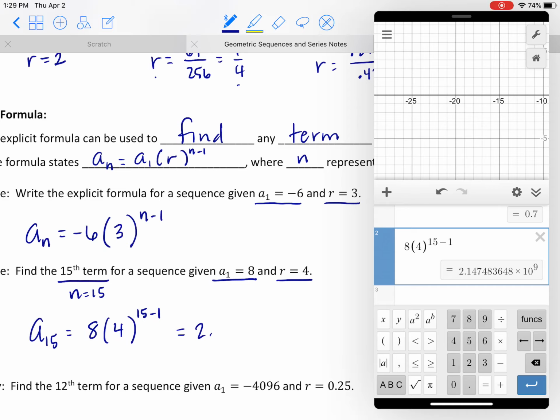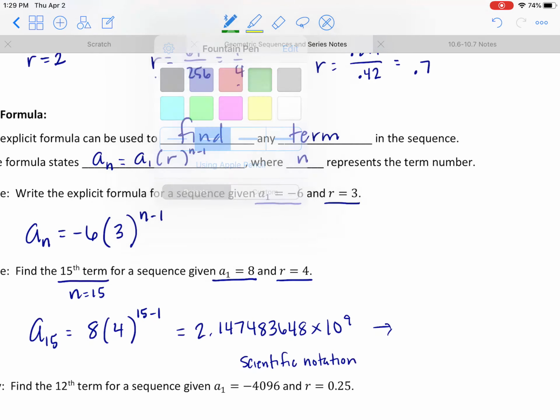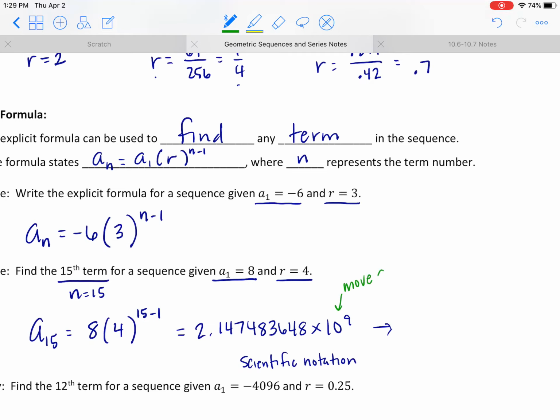If your calculator does this, or if Desmos does this, this is scientific notation. So 2.147483648 times 10 to the 9th power is scientific notation. It would be okay to leave your answer like that, but if we multiplied this decimal times 10 to the 9th power, the decimal is going to move 9 times. So this is scientific notation. Okay to leave your answer like this, but the preferred answer would be a normal number, standard notation.